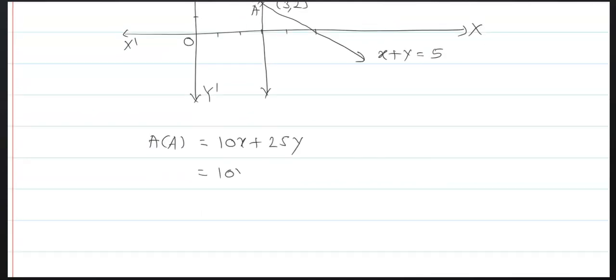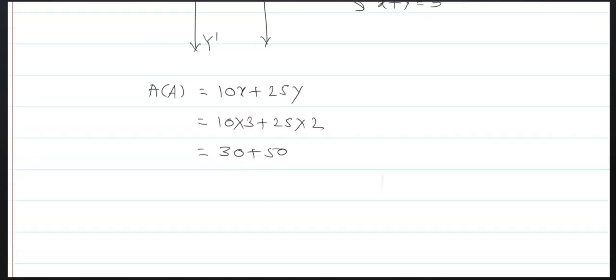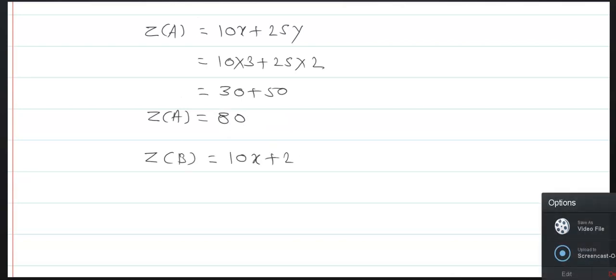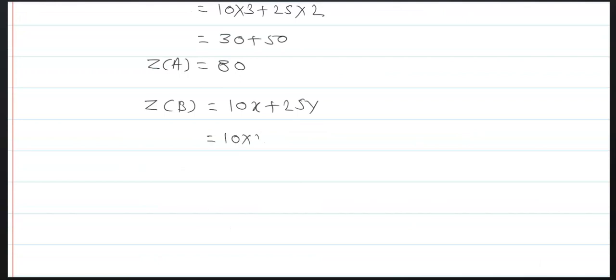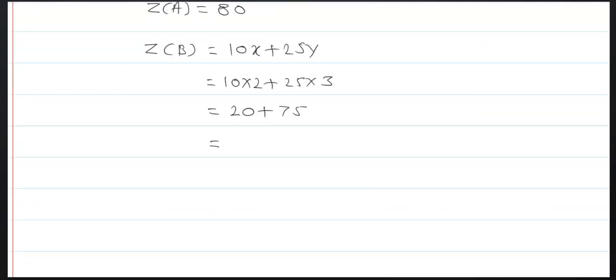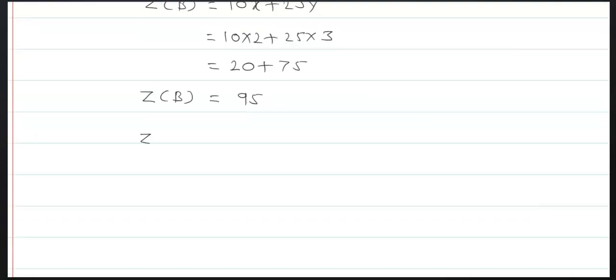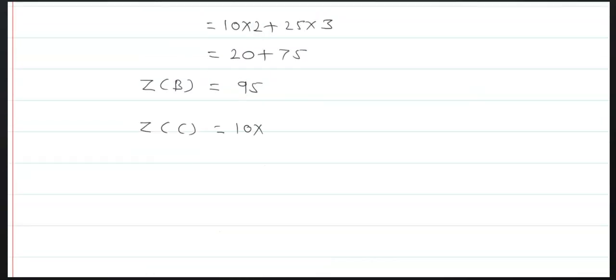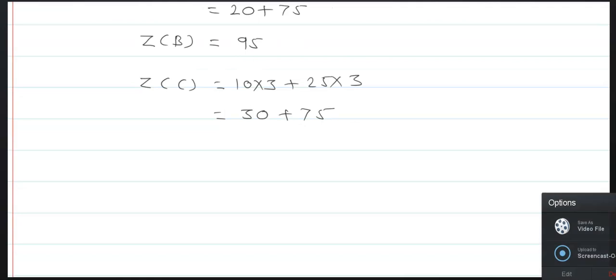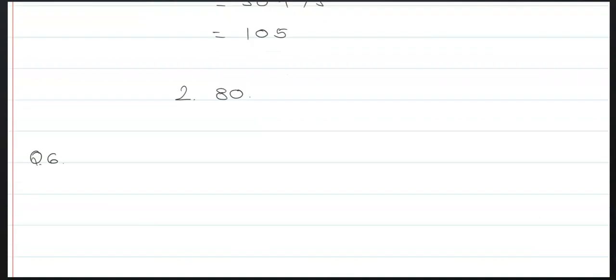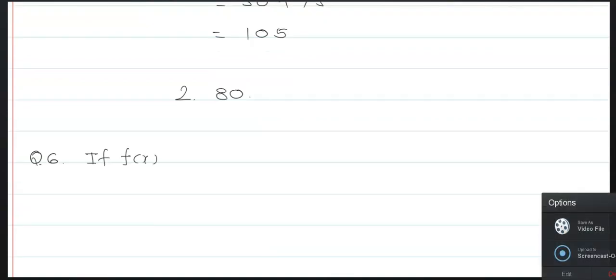Therefore at the point A, z is equal to 10x plus 25y, that is z of A is 80. For the point B, z of B is equal to 95. At the point C, x is equal to 3, y is equal to 3, and that is equal to 105. Therefore, the second option is the correct one.